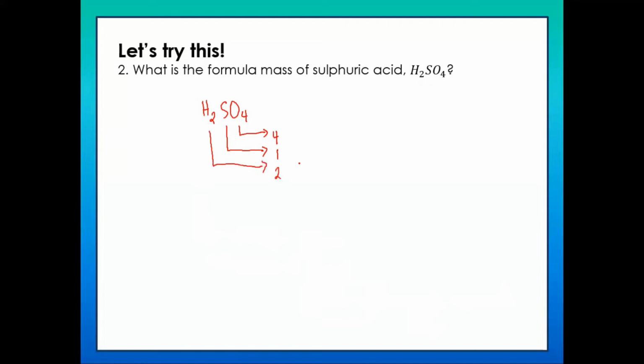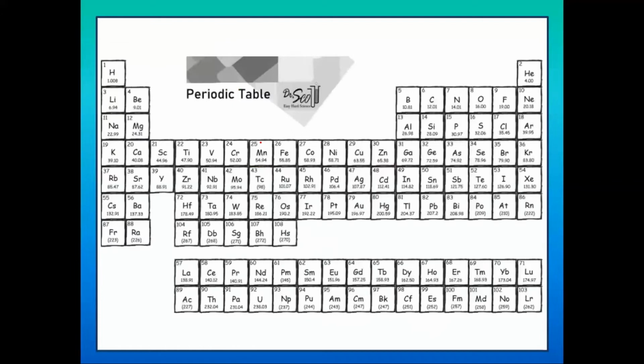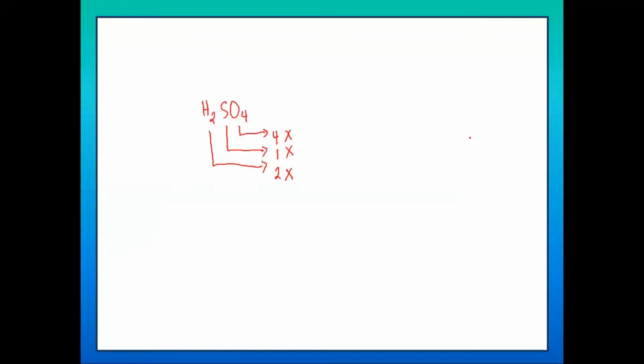So we have to multiply this by their corresponding atomic masses. We have to look at the periodic table, for hydrogen, sulfur, and oxygen. For hydrogen, we have 1.008. We only use 2 decimal places, so we stop at 1.00, class. For sulfur, 32.06. And for oxygen, 16.00. So we just need to copy that.